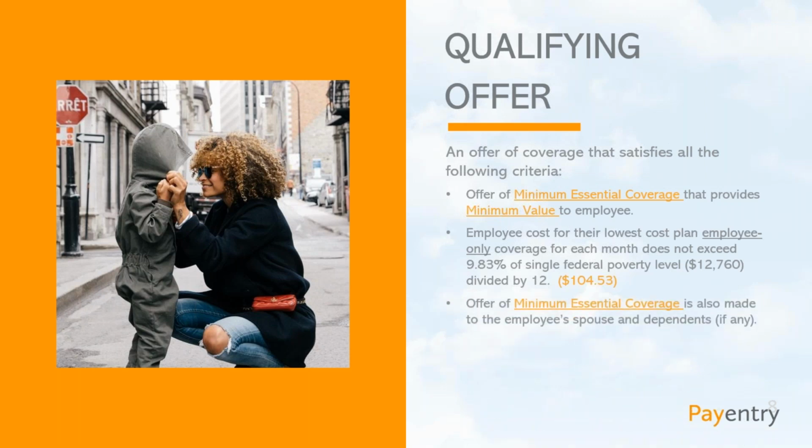The offer of minimum essential coverage is also made if the employee's spouse and dependents are covered. So in order to have a qualifying offer and to use code 1A, you have to have a premium of less than 9.83% of the federal poverty level, bottom line, and be offering the coverage that you're supposed to offer to the employee and the spouse and dependents. So check all the blocks.